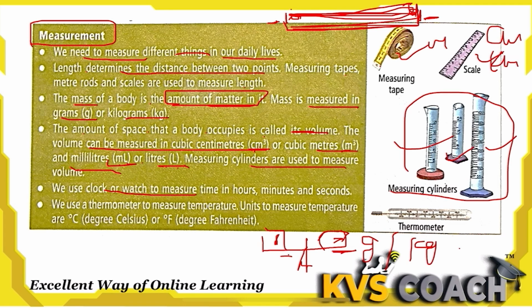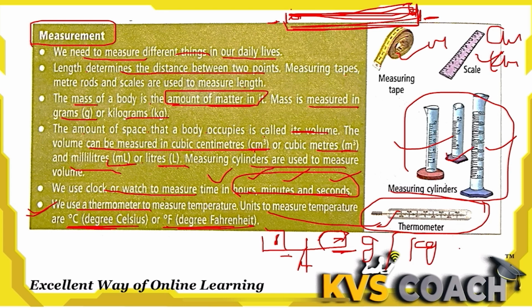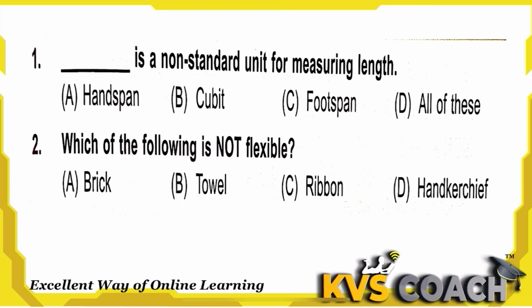We use a clock or watch to measure time in hours, minutes and seconds. This is the unit of time. We use a thermometer for measuring temperature. This is the thermometer which we use in measuring the temperature. And the units are degree Celsius or Fahrenheit. These are the units of temperature.